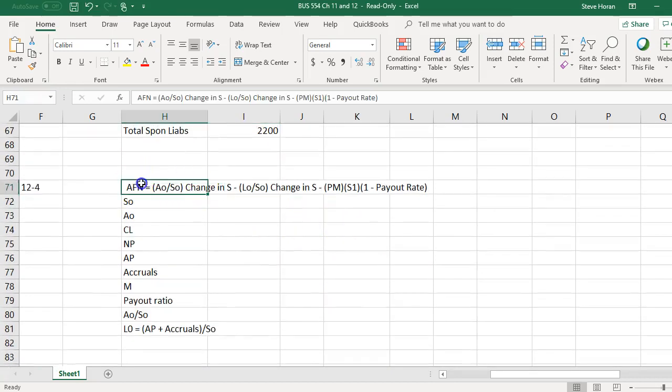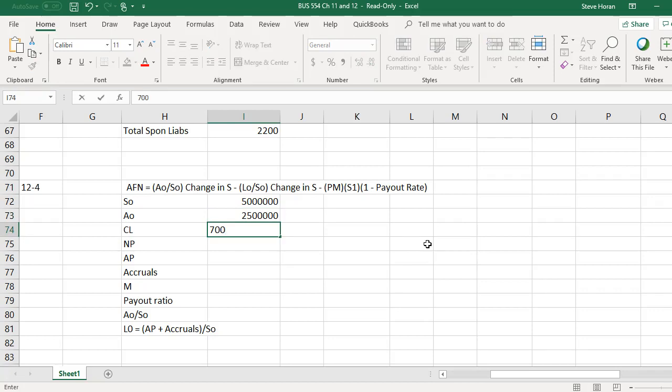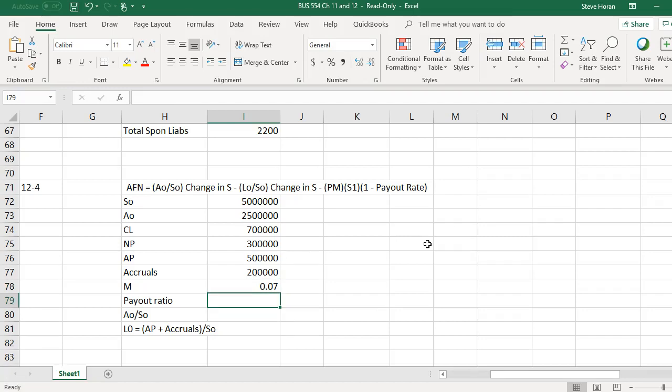And then you can see with the formula, that's the AFN formula, of course. And then let's go ahead and just plug in all the numbers that were given to us. There's quite a few here. So 5 million in sales. Assets were 2.5 million. Current liabilities were 700,000. Notes payable were 300,000. Accounts payable were 500,000. Accruals were 200,000. My profit margin is 7%, 0.07. My payout ratio is 80%.